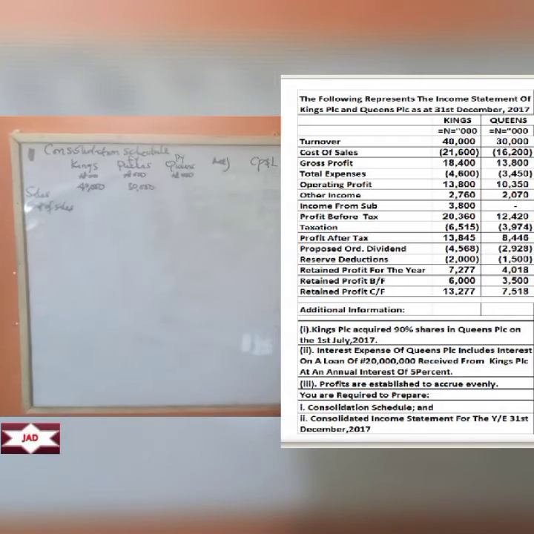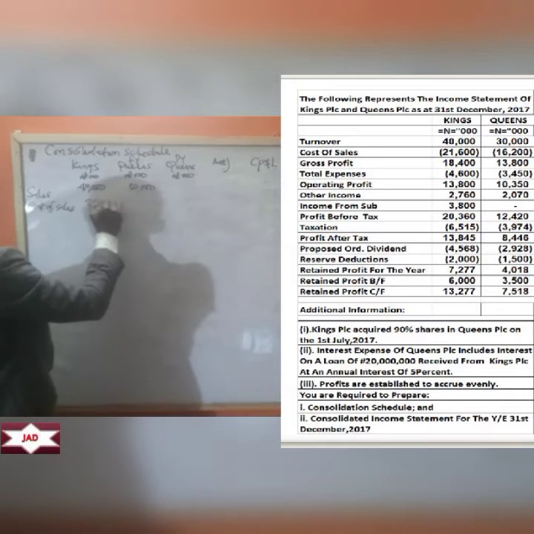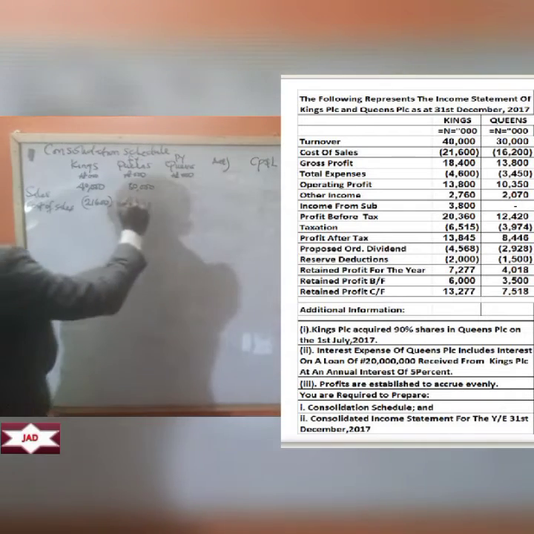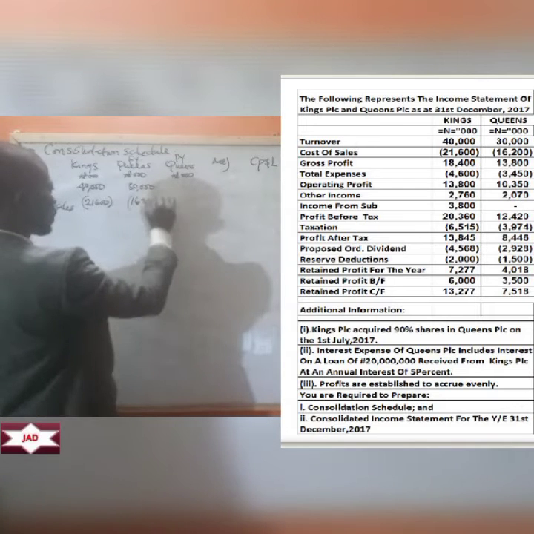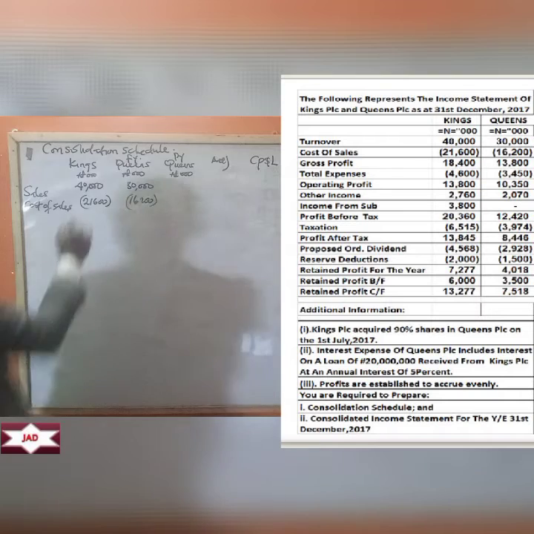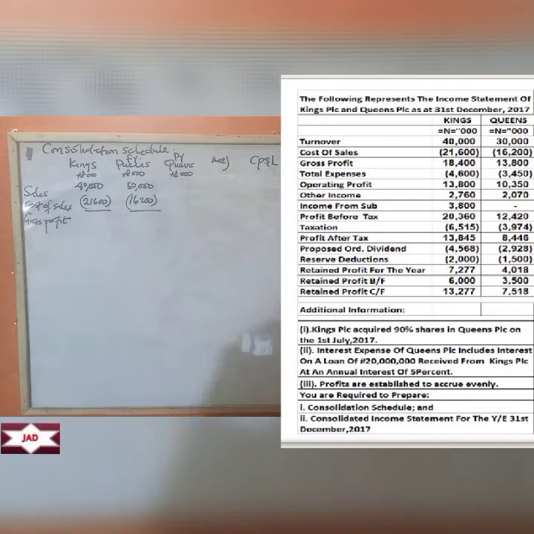What do we have there? Cost of sales, we have 21,600. We have 16,200. Okay. So that means gross profit here. Gross profit is 18,400.